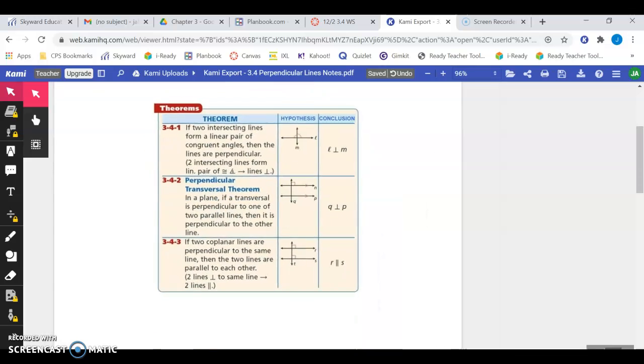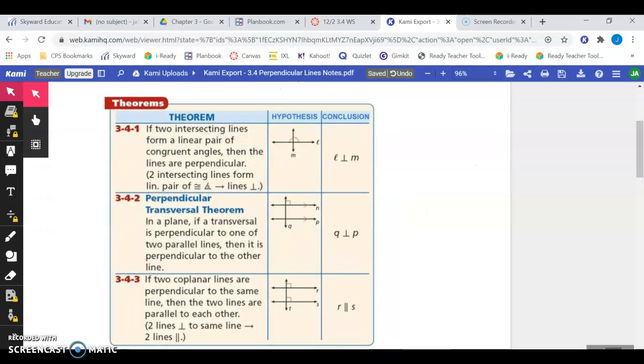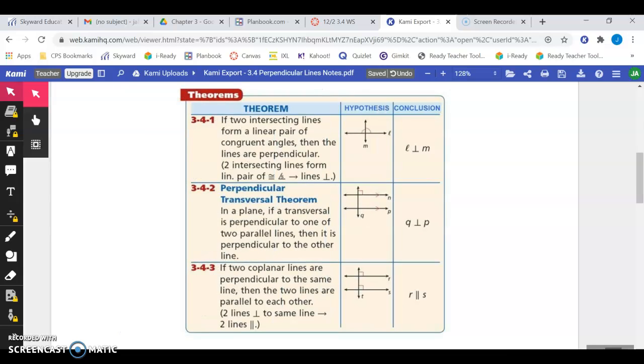All right, and then we have a couple of theorems here to look at. The first one says if two intersecting lines form a linear pair of congruent angles, then the lines are perpendicular. So line L and line M cross. If those two angles are going to be the exact same measure, then that proves that L and M are perpendicular. If they're the same measure, they have to be 90 degrees because a straight line is 180.